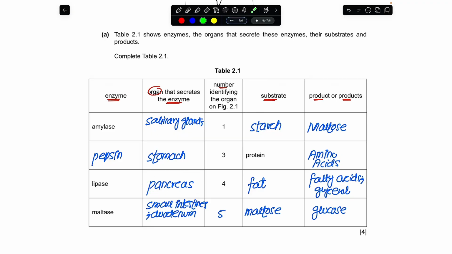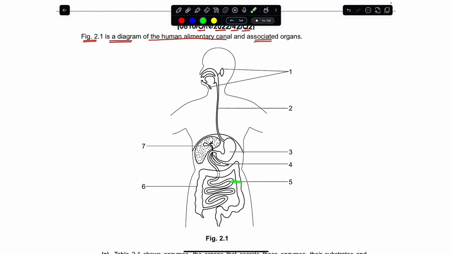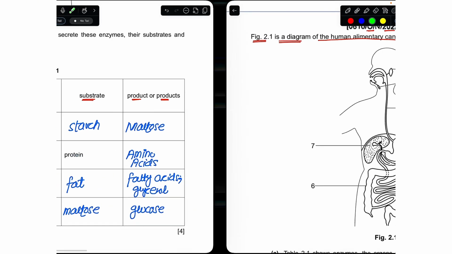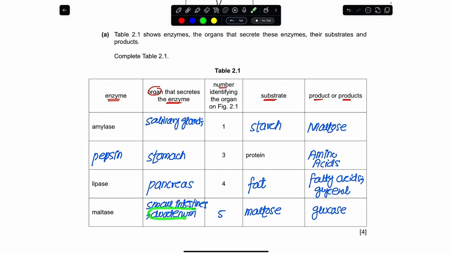For the last, they gave you the name of the enzyme only, which is maltase. And maltase is available within the epithelial cells or the lining of the small intestine. If we become specific, you can write it as duodenum or jejunum, but generally it is the small intestine. The letter would be 5. We know maltase works on maltose, and we would get glucose out of it.